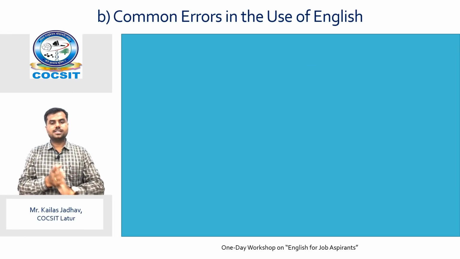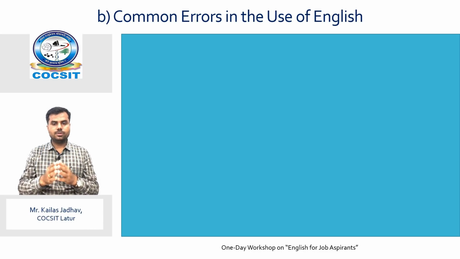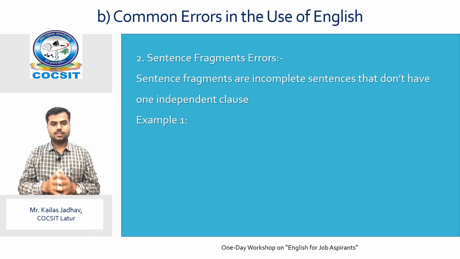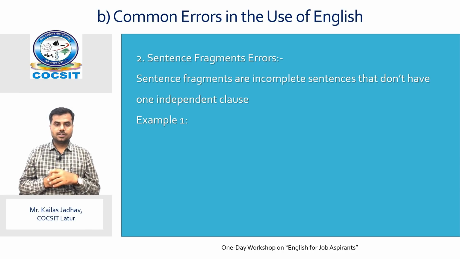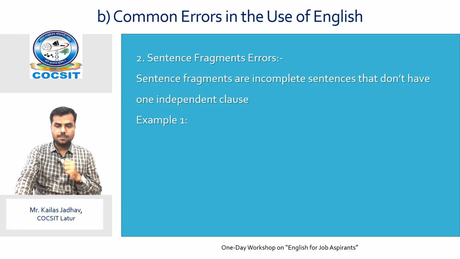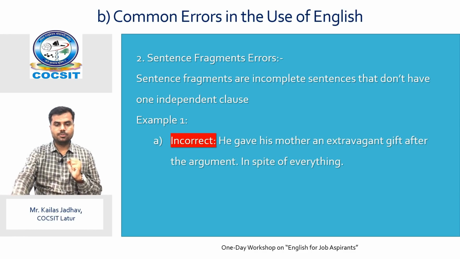Now dear friends, let's understand the second type of common error that we basically make, that is sentence fragment errors. What is that? Sentence fragments are incomplete sentences that don't have an independent clause. That is what we call a sentence fragment. Let us handle it with the help of an example.